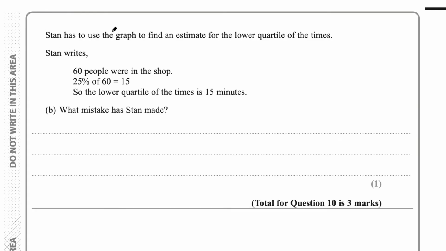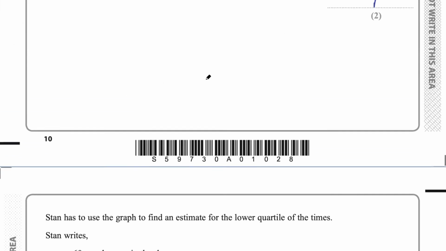Part B says Stan has to use the graph to find an estimate for the lower quartile of the times. Stan writes: 60 people were in the shop. 25% of 60 is 15, so the lower quartile of the time is 15 minutes. What mistake has Stan made? So he needs to use the graph to find the lower quartile. So he needs to use this 15, which is not the time, it's the frequency.